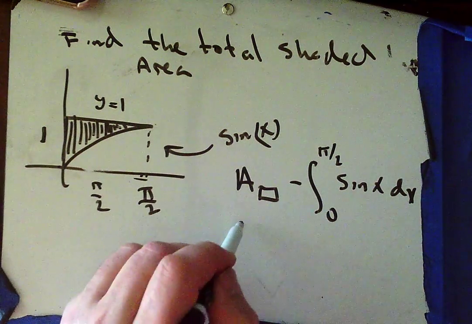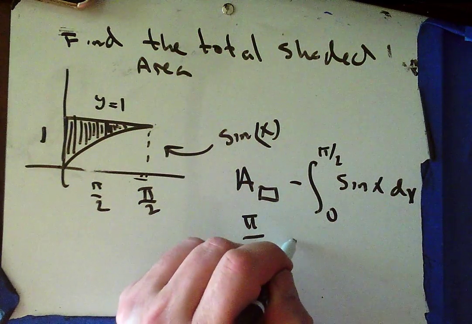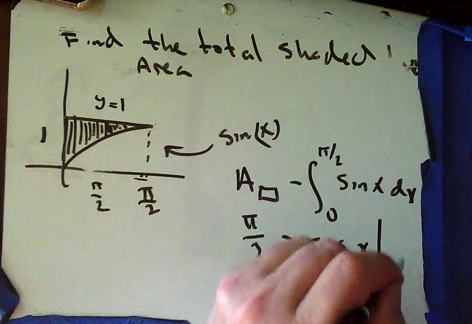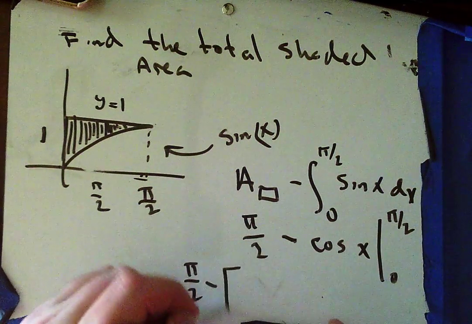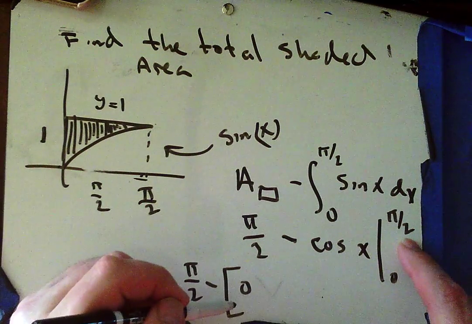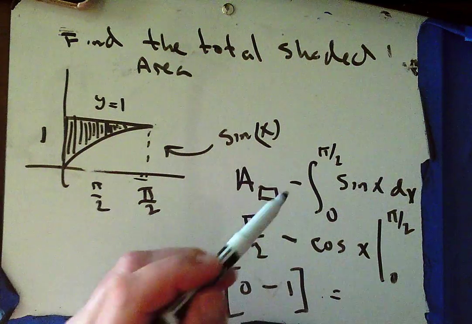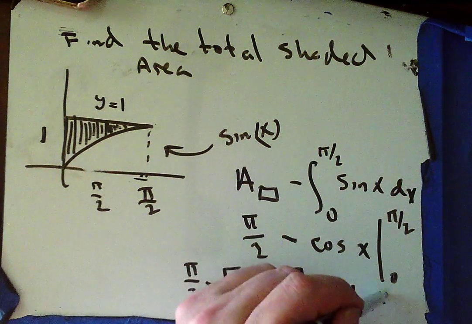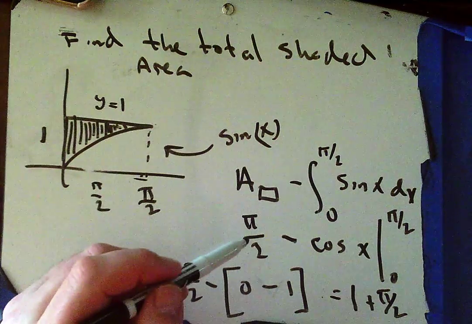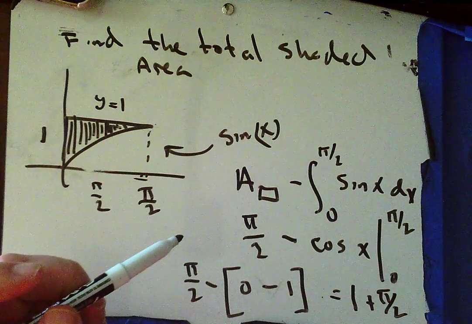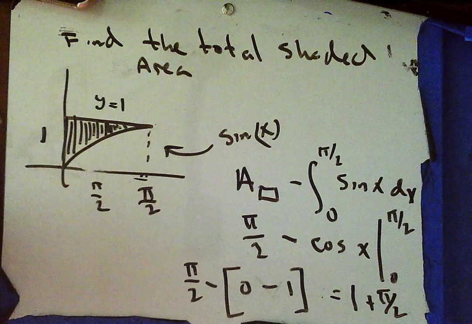And we can definitely do that. 1 times pi over 2 is pi over 2. And the integral of sine is cosine, so minus cosine x. And I want to evaluate from 0 to pi over 2. So we're going to have pi over 2 minus, cosine of pi over 2 is 0. Cosine of 0 is 1. And so I get minus a minus, or a plus. And so that's going to be 1 plus pi over 2 for here. This is what I believe. Subtracted. Yes.